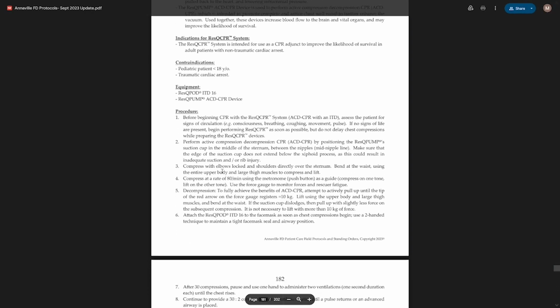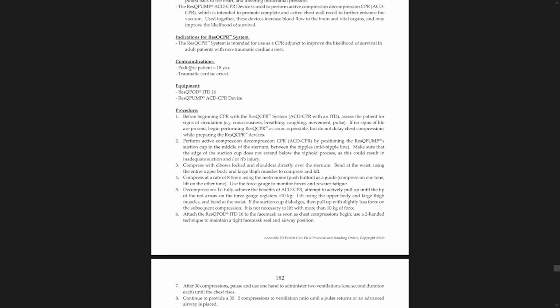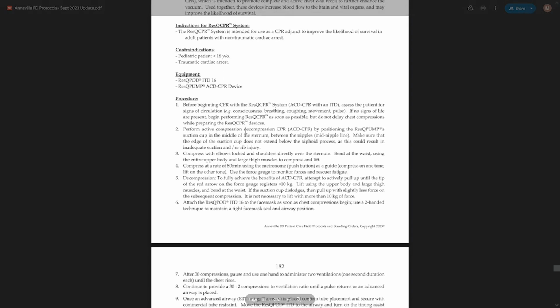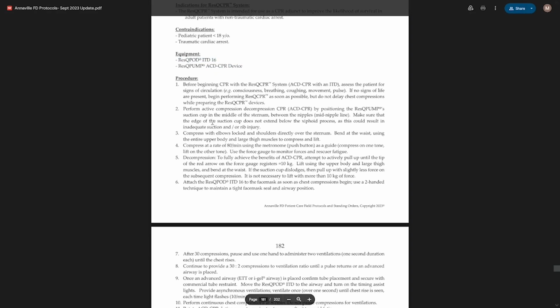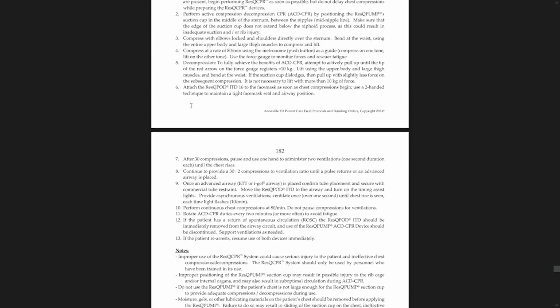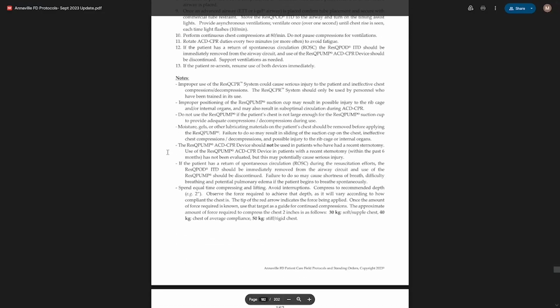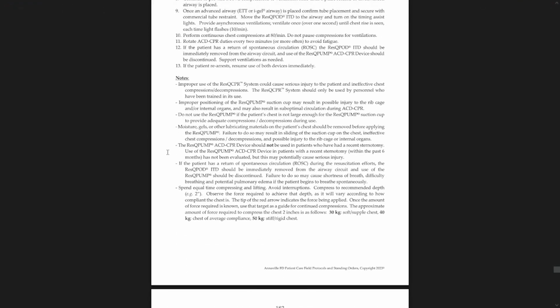I'm not going to describe this, but just know the contraindications are pediatric patients less than 18 years old and traumatic cardiac arrest. You can look up this equipment. It's a very cool piece of equipment that we have. It's 2 pieces, and I have seen good success with this. Note, improper use of the ResQCPR system could cause serious injury to the patient and ineffective chest compressions or decompressions. The ResQCPR system should only be used by personnel who have been trained to use it.